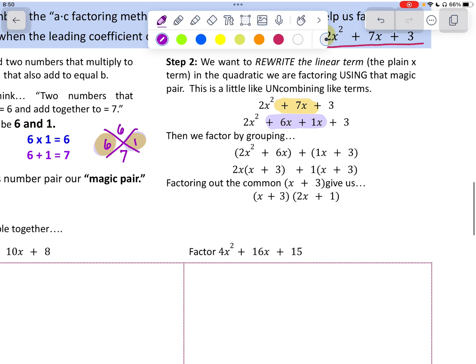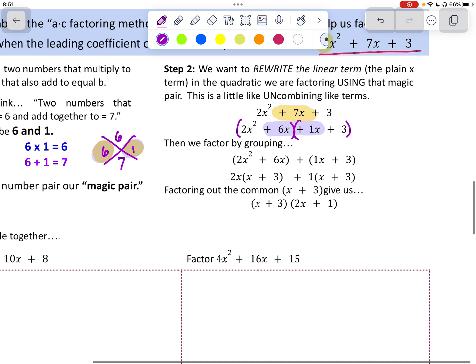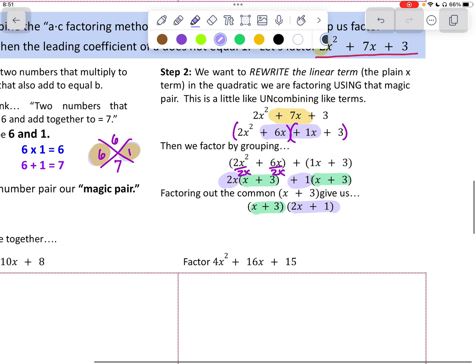And then from there, we factor by grouping, just like we did in part 1 of this video. We group 2x squared plus 6x together, and group the 1x plus 3 together. Factor out a common factor of 2x here. That leaves us with 2x times x plus 3. Then we factor out the common factor of 1 here. That leaves us with 1 times x plus 3. So then we have the shared factor of x plus 3, and the leftover part of 2x plus 1. So that's how 2x squared plus 7x plus 3 factors.